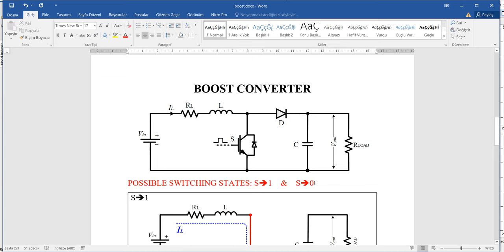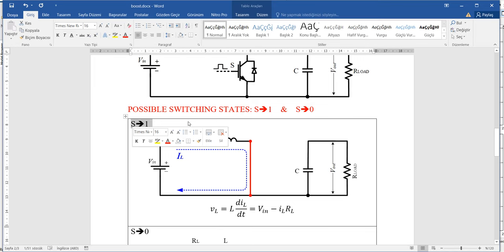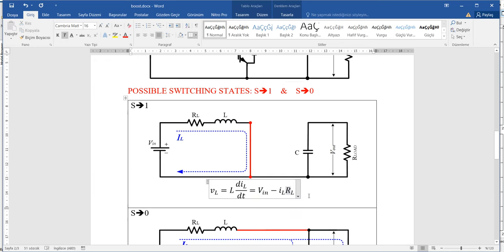So we have two possible switching states. S can be 1 or 0, so S can be on positioned or off positioned. Here is the circuit diagram for S on. In this case, the inductor voltage is equal to the difference between input voltage and voltage drop on RL. RL is the internal resistance of the inductor. So we can get such a function for inductor voltage: L di/dt is equal to the difference between these two values.